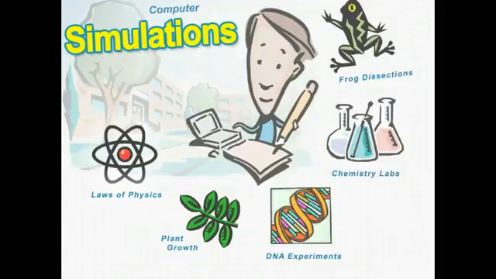Computer simulations of scientific events allow students to use higher-level thinking by observing, evaluating, and problem-solving in ways that were previously impossible. Students of all ages can learn through simulations such as virtual frog dissections, inquiry-based online chemistry labs, virtual DNA experiments, simulated plant growth, and experimenting with the laws of physics online.